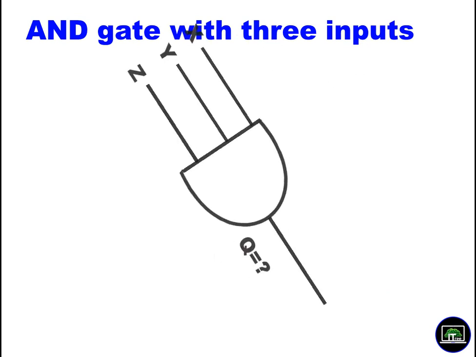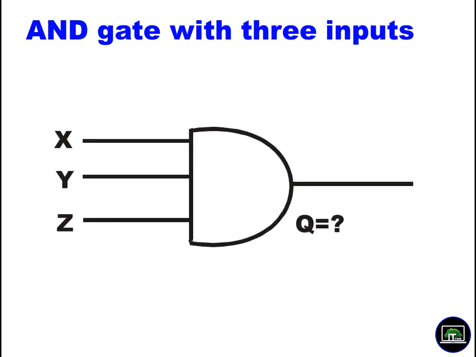Okay. Now we can think about the AND gate with 3 inputs. Look at this one. You can write the Boolean expression for this. It is x dot y dot z. X dot y dot z.